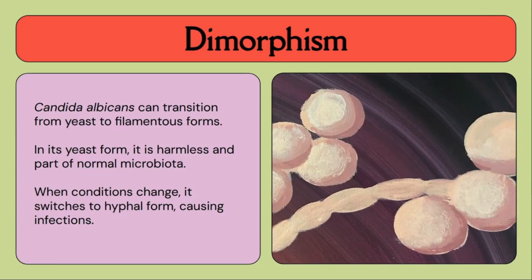Candida albicans is dimorphic, meaning it can switch between a harmless yeast form and an invasive hyphal form. In its yeast form, it's non-pathogenic, but when the environment changes, it becomes more dangerous by switching to hyphae, which allow it to invade tissues and cause infection.